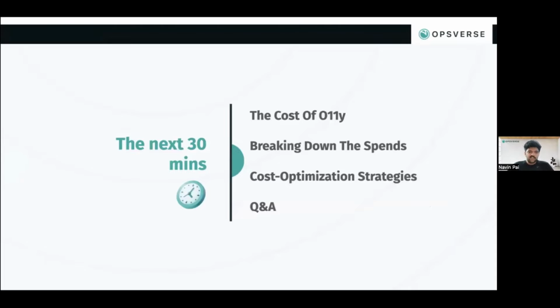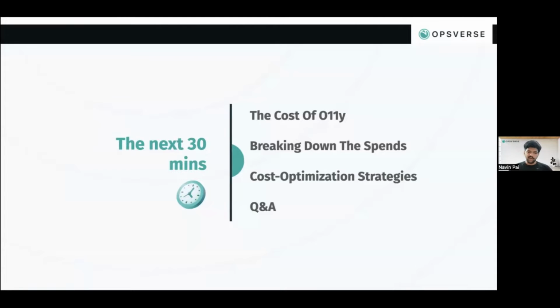Cool. Without much further ado, let's break down what this topic is going to be about. Today, for the next 25-30 minutes, we'll talk about the cost of observability, and what exactly you're paying for when you're talking about observability. Then we'll break down the spends. When you say you're spending X amount of money on your observability platform, what exactly are you paying for? What can be migrated? What can be reduced, and so on and so forth.